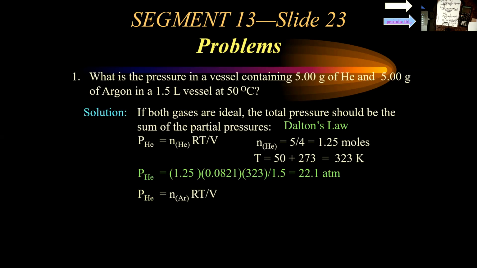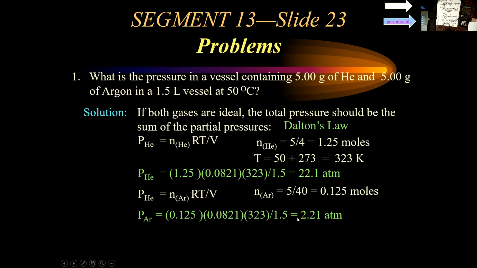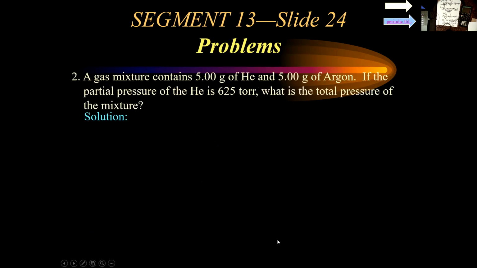And what would be the partial pressure of the argon? Okay, well, if I'm doing argon, we got 5 grams of argon, and the molecular weight is 40. So if I divide 5 by 40, I get 0.125 moles. Put it in the ideal gas equation, same temperature and volume, I get 2.21 atmospheres. So the pressure of the argon would be 2.21, pressure of helium would be 22.1. Total pressure is the sum of the partial pressures. Add these two together, you get 24.3 atmospheres.